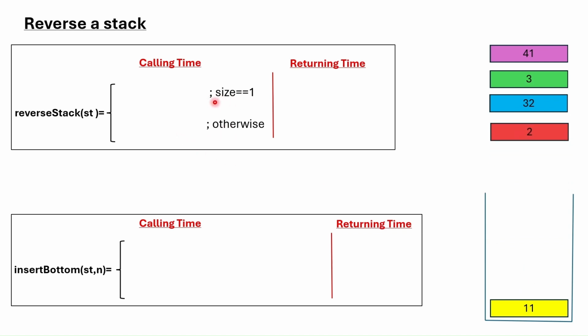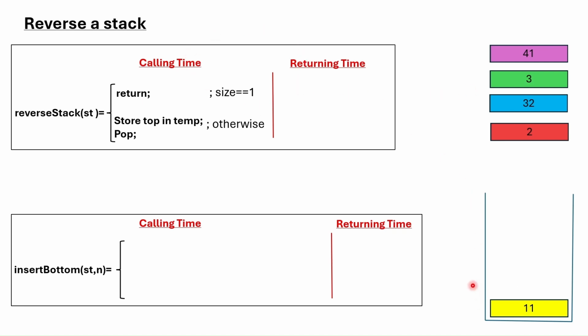So look here, what were we doing? If the size of the stack is not 1, then we store the top in a temporary variable and we pop. So now again look here. Does the size of the stack equal 1? Yes. So what will we do? We'll do nothing. We'll just return. Once we have reached our base condition, we will return.